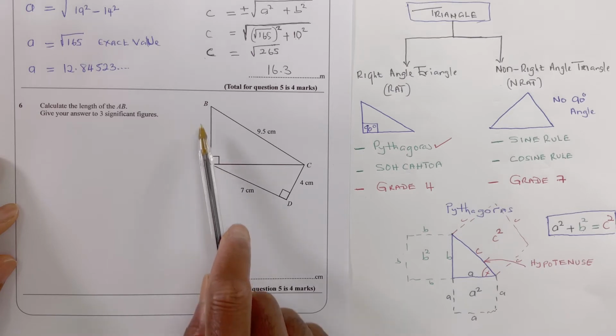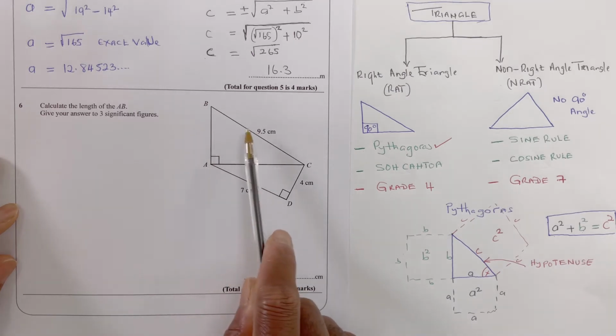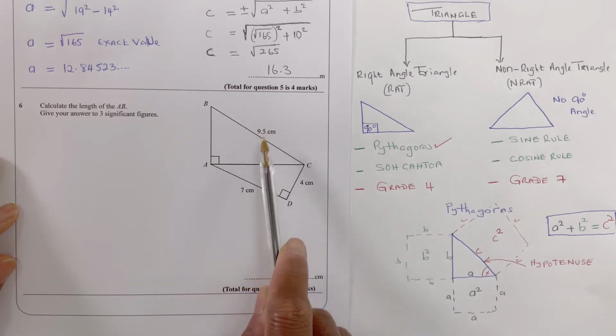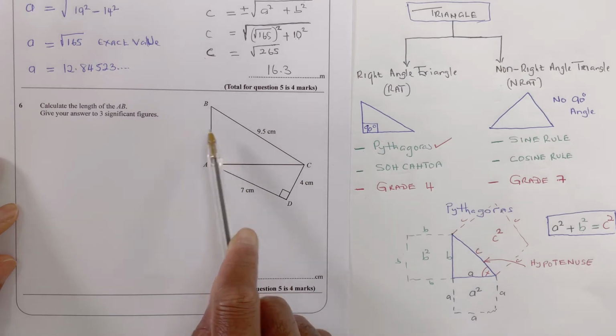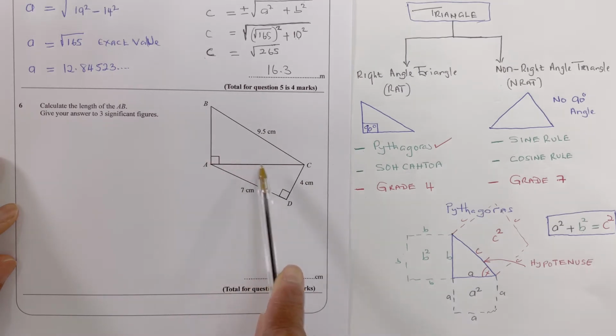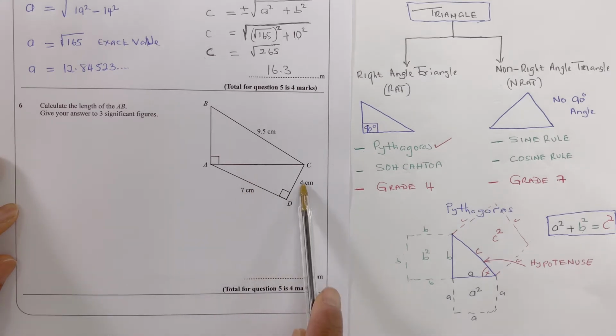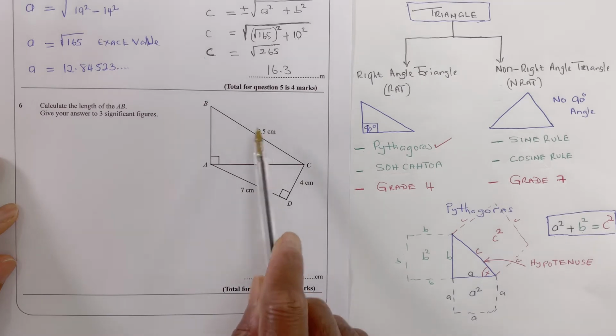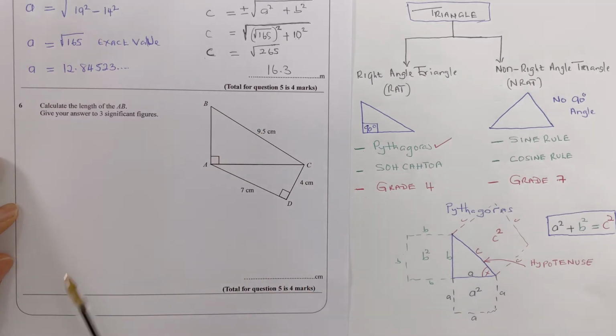To find AB, I need two values. I need that and that in order to find this. To find this, I can use these two because if I got these two, I can find that. So I need to find that first using these two, and then I can use this and that to find that. So that's what's going on. Okay, so let's start the show.